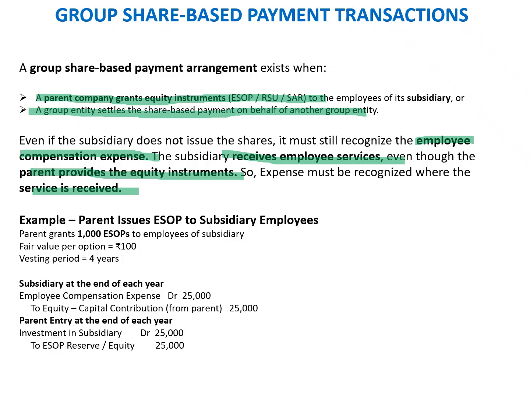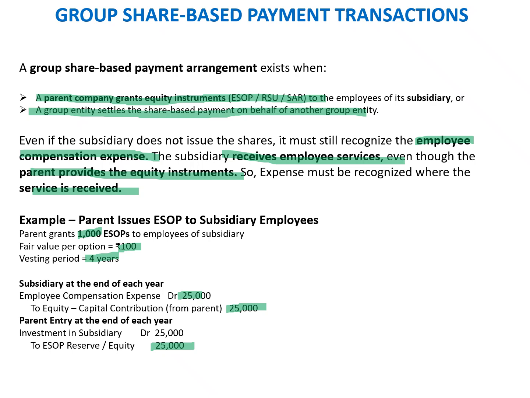For example, the parent issues ESOPs to the subsidiary's employees. The parent grants 1000 ESOPs to the employees at a fair value of 100, and the vesting period is 4 years. At the end of each accounting year, the subsidiary would pass the entry of employee compensation expense with the credit to equity, which is capital contribution from the parent. And then the parent would pass an entry debiting investment in subsidiary and crediting the ESOP reserve, so this reserve is created in the parent, and the expense recognition happens in the books of the subsidiary. This is an example of a group share-based payment transaction between the parent and a subsidiary.